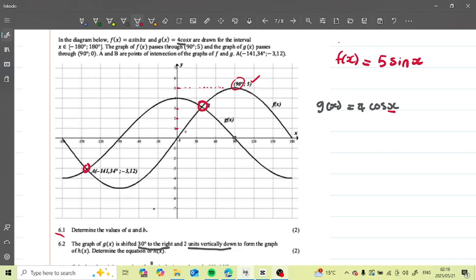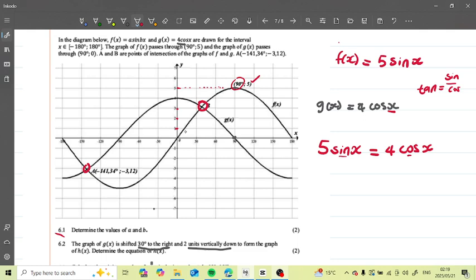I'm gonna equate these two graphs: 5 sine of x equals 4 cos of x. Now, I have a sine, I have a cos. I can manipulate them to be a tan. Remember, every time you have a sine and a cos in these type of scenarios, you need to manipulate them to be tan, which is a single identity. Remember, tan is sine over cos. So what is it that I'm gonna do here? I'm gonna divide both sides.